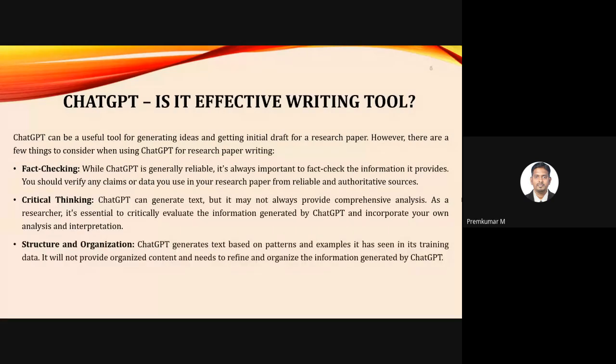And the next one, the structure and the organization. As I told you, it's completely a text-based AI tool. It will not give any structured or organized data. It will give only random, shuffled data. As a researcher, you have to find the proper structure. You have to organize your paper properly, but your AI tool will not do that.